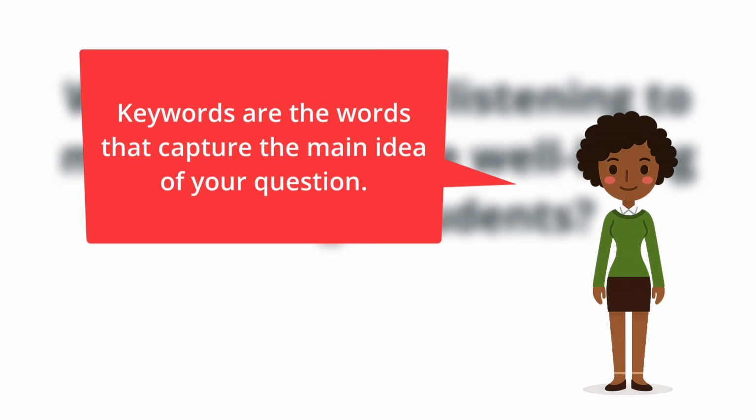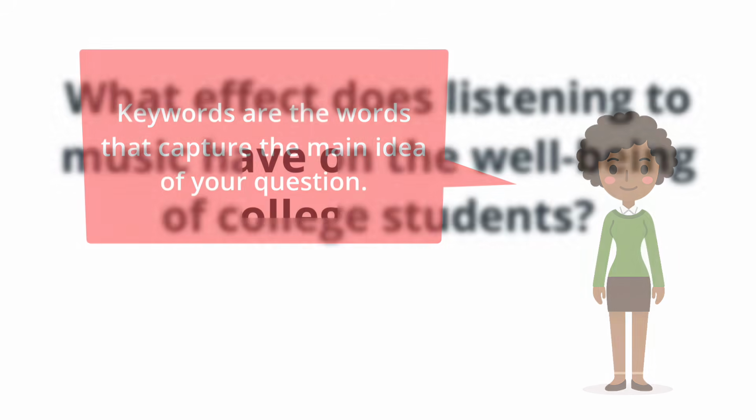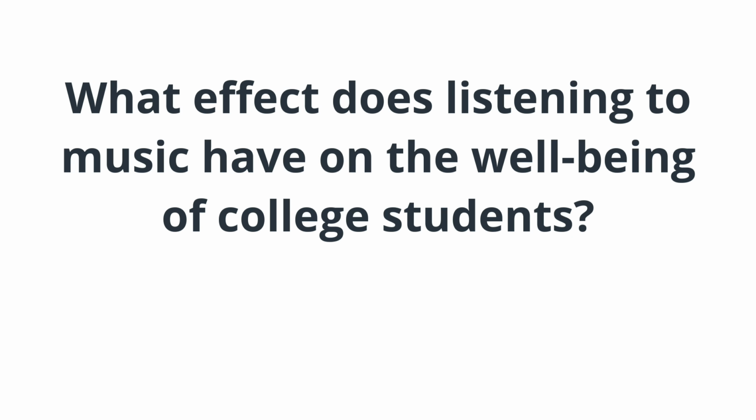Let's look at our research question and break it down into keywords. Our strategy for picking keywords is to look at the question, identify the nouns, and then use those nouns as our keywords. In our question, the nouns are music, well-being, and college students. This is a good start, but a search with these words might miss sources that use different words to talk about the same ideas.